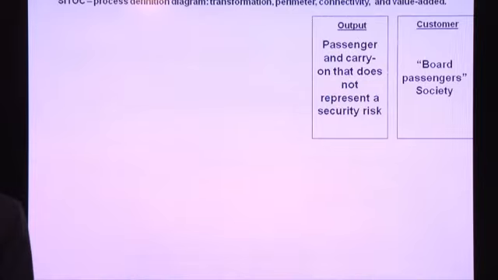Customers of processes are often downstream processes, and a process is described as a verb, board passengers. In other words, check security produces an output that must meet the input requirement for the next process. And of course, society has a big stake in this process, including the passengers themselves, but as we know since 9/11, more than the security of the passengers is at stake. What is the output? What are we giving these customers? Well, we're giving them passengers and carry-on that do not represent risk.